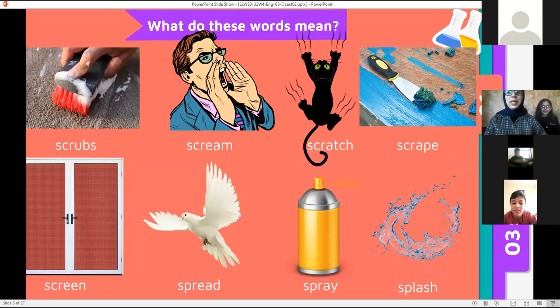So what do these words mean? Okay, Yalla, please, Miss, you were doing great earlier, not talking without permission, okay? Let's continue because I don't want to mute you. So here, this is the word scrubs. To scrub is to clean. So clean is another meaning for the word scrubs.